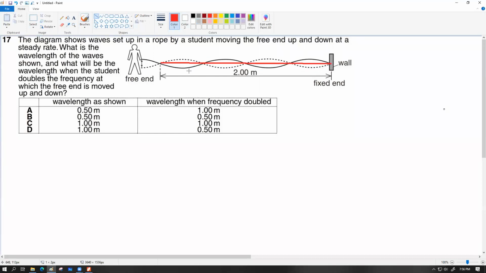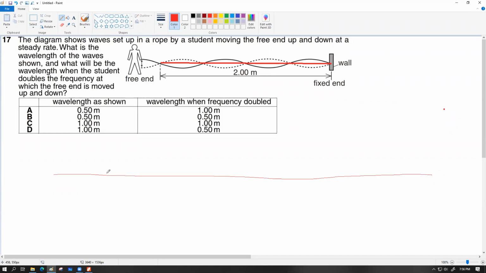Now you can very easily see that this much shows you one wavelength and this much shows you the other wavelength. Can you see that? How many complete wavelengths are here? Two. Not four. Have a look.